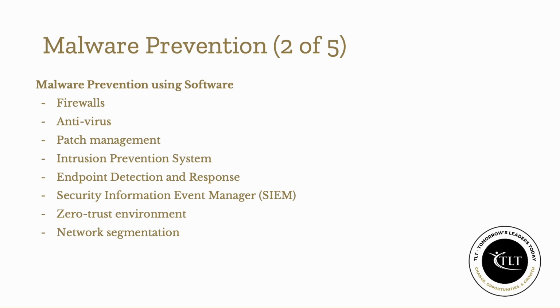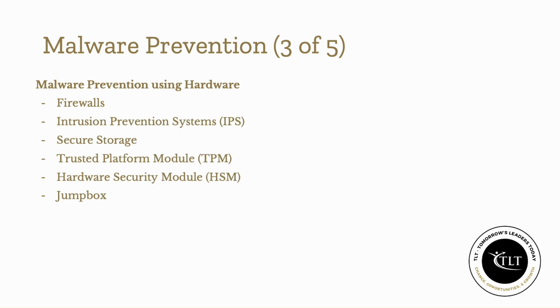Zero trust environments assume no one is trusted by default, even inside the network, and always require verification. Finally, network segmentation breaks down the network into zones that limit the spread of malware if it does get in. All these software tools work together to strengthen your defense.